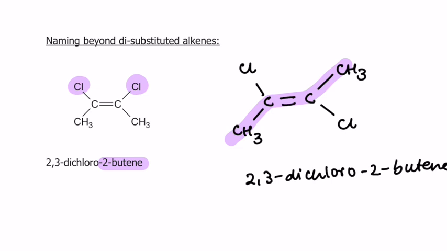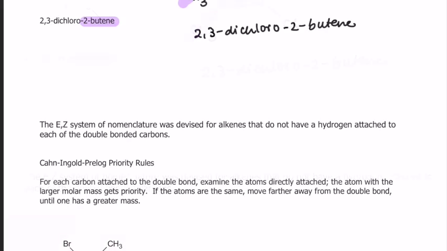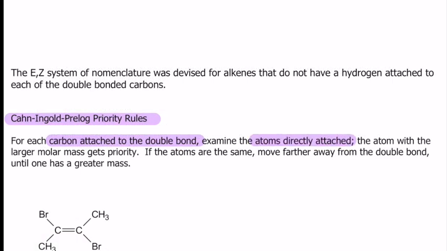So now we come up with another system which is called the EZ system of nomenclature, and in this case, to each of the atoms we assign a priority as high or low based on what are called the Cahn-Ingold-Prelog priority rules. So these rules state that for each carbon atom attached to the double bond, you look at the atoms directly attached, and the atom with the larger molar mass gets the higher priority.